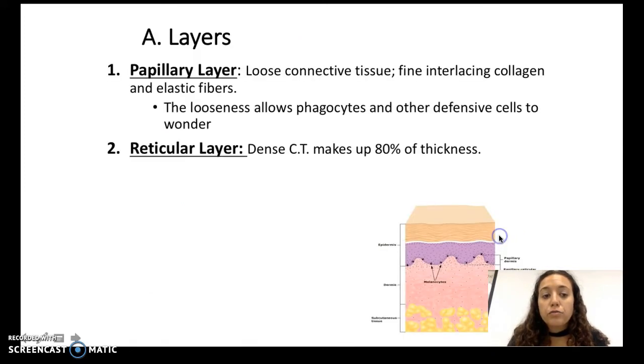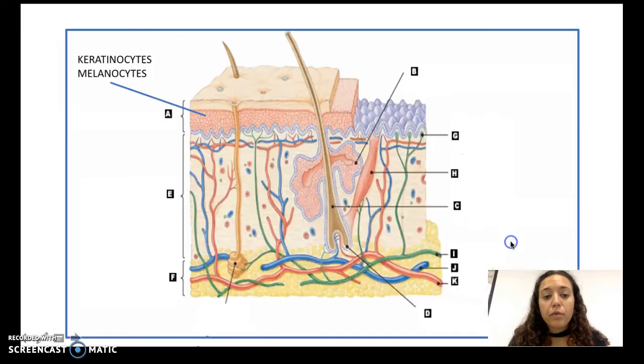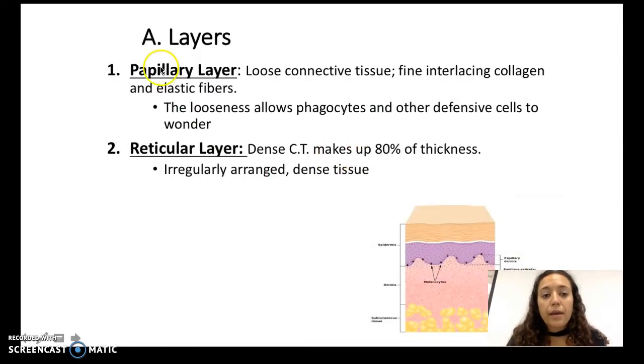So knowing the difference between papillary and reticular, I think, is very important for the test. I think knowing that papillary, not just what it is, because it's not going to be like, what is this? Papillary. It's more of knowing what its function is for. Knowing that it allows the second line of defense to be there in case something penetrates your first line of defense. So it allows your phagocytes and other cells to wander. Reticular, its function is more to hold on to all of your different accessory organs.